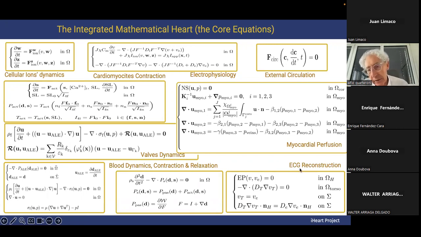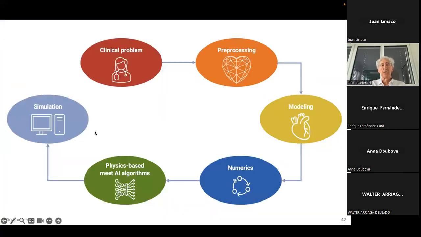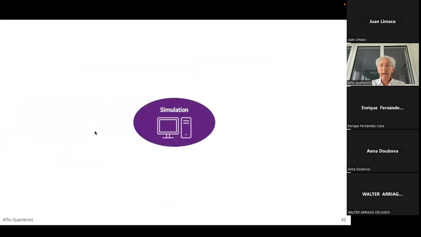And then we have another set of equations to reconstruct the ECG. ECG are the electrocardiograms, namely to reconstruct the electrical field on the torso of an individual, starting from the electrical field of the myocardium. So all these equations are connected together. They are coupled together by suitable quantities, and these will provide what we have called the integrated mathematical heart model. So this is actually a heart simulator, a mathematical model that can simulate the behavior and the function of the heart. Now, to give you the idea of what we can obtain, let us go to the simulation.